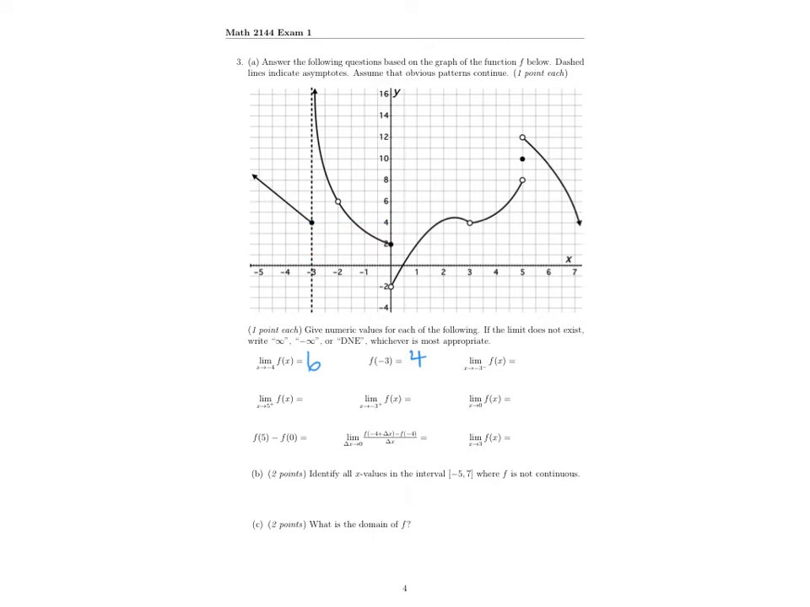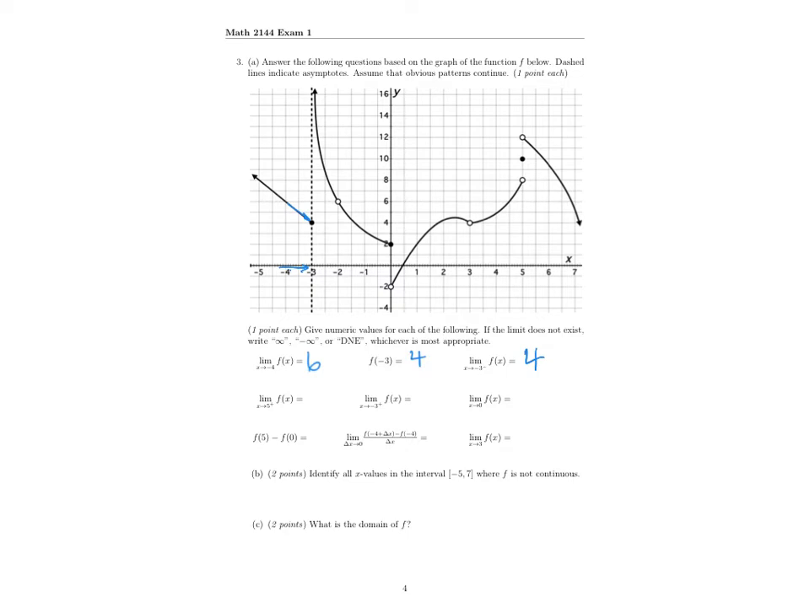The next question asks to find the limit as x approaches -3 from the left. So I'm coming in this way to -3. And what's happening to my y values? It looks like they're approaching 4. Then the next one asks for the limit as x approaches 5 from the right.